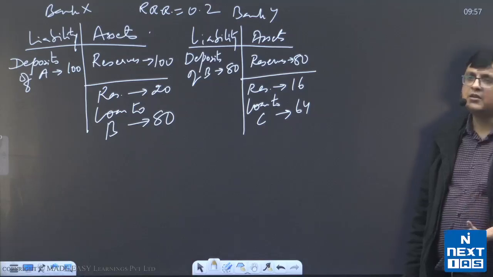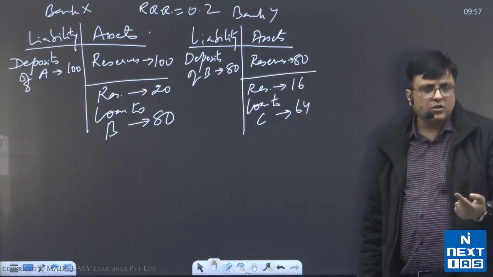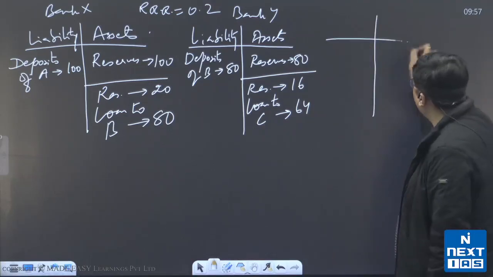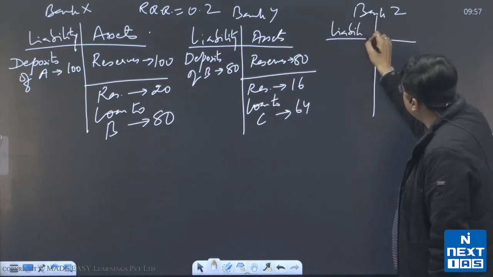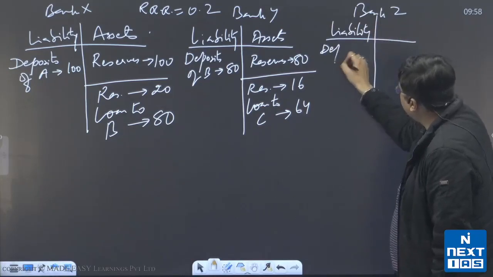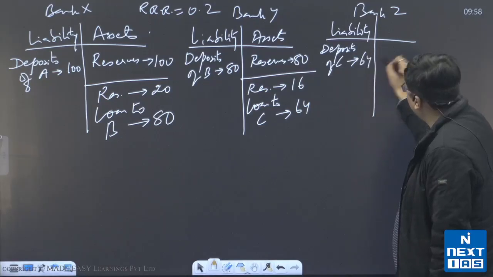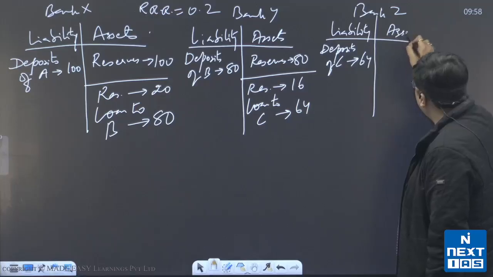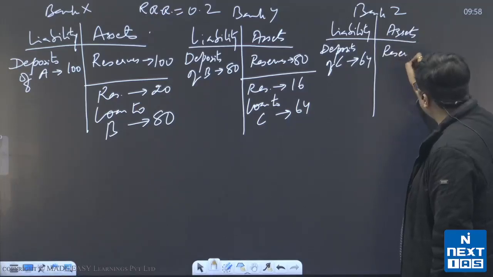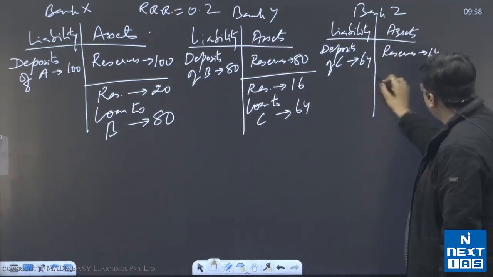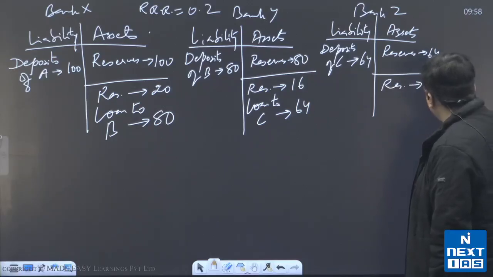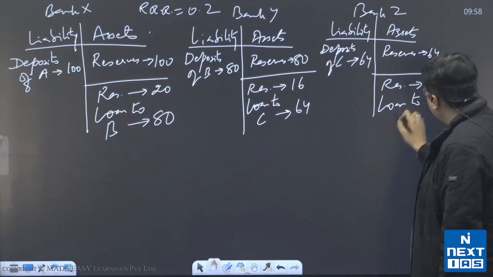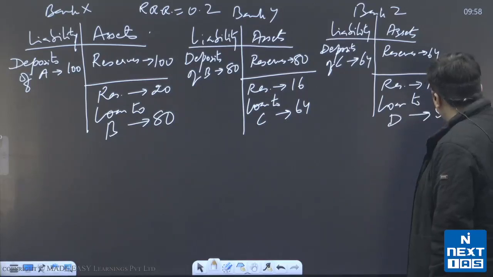Do I believe you get the point? Again, the same story will continue. Say C has an account in bank Z. So C goes to bank Z and deposits this money, say 64, in bank Z. The bank gets reserves of 64. Again, the bank will realize that I need to maintain a reserve of 12.8 and I can give a loan to D worth 51.2.